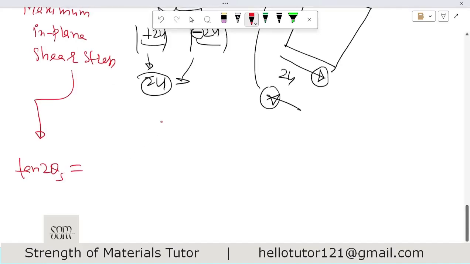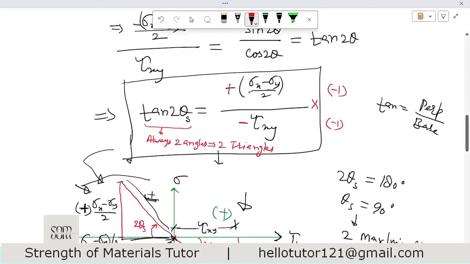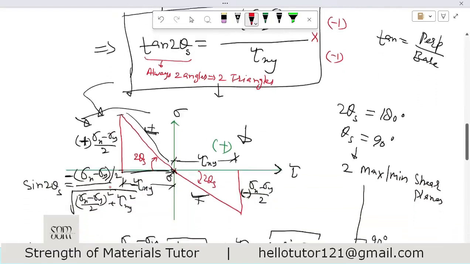Okay, so it has a direction and it is given by tan 2 theta s. The value of tan 2 theta s is here, it is equal to, one is positive and the other is negative, negative sigma x minus sigma y by 2 divided by tau xy, right?